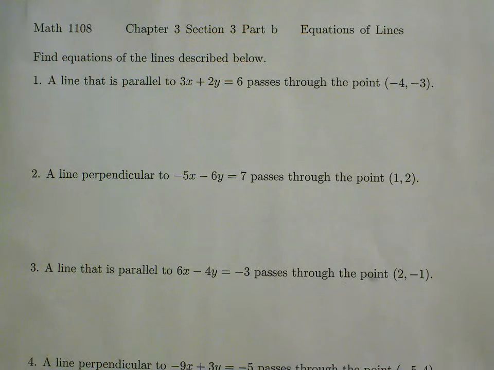Okay, I'll give you a couple of minutes to work on that. Find the equation of the line that's parallel to 3x plus 2y equals 6, and which passes through the point -4, -3.